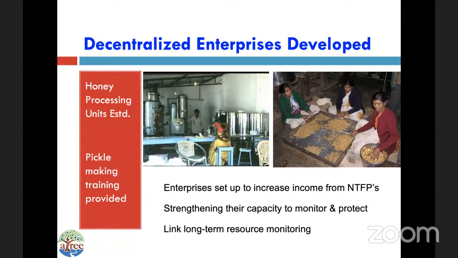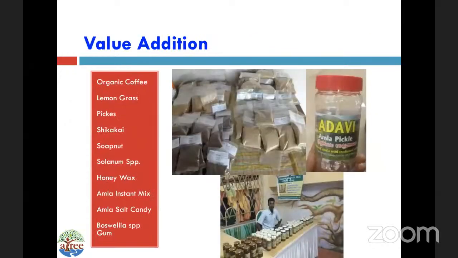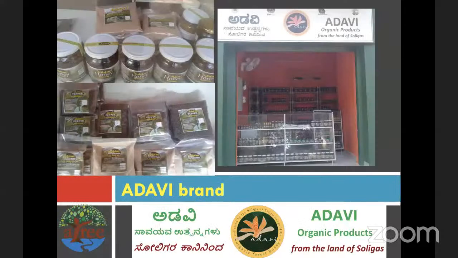What we have done is establish enterprises to do what we call processing of the harvest. Instead of directly selling the fruits, for example, in this case amla or the Phyllanthus fruits, we teach them to make pickles and candies out of the amla, and then get more income from even less harvest. So we are providing value addition to many of these species, thereby increasing their income as well as reducing the harvesting in the forest. They have also created this brand, and now people are doing this in these 3 sites. People are selling a number of NTFP products using this brand.